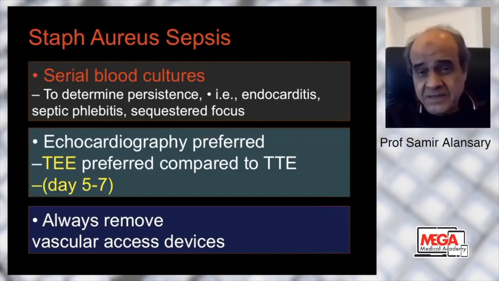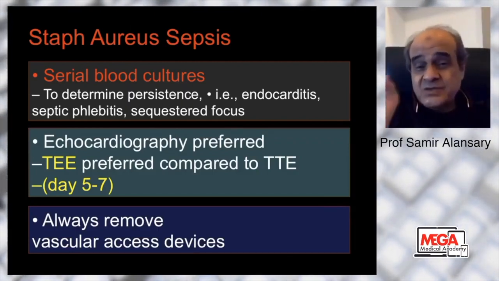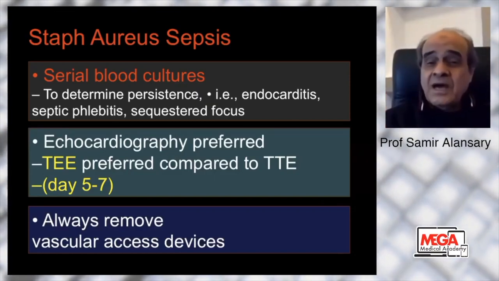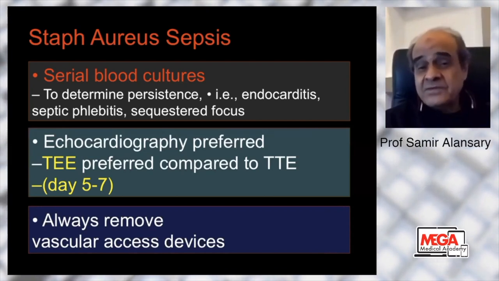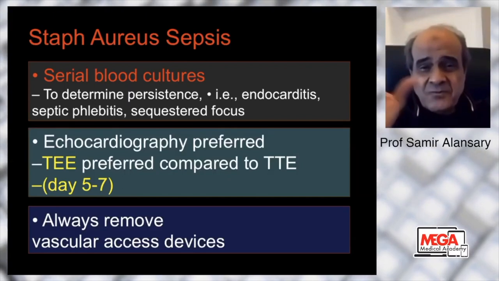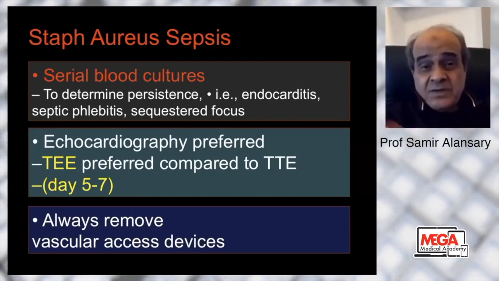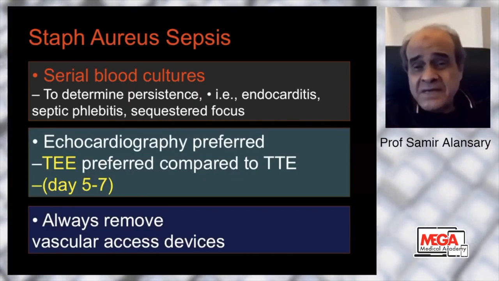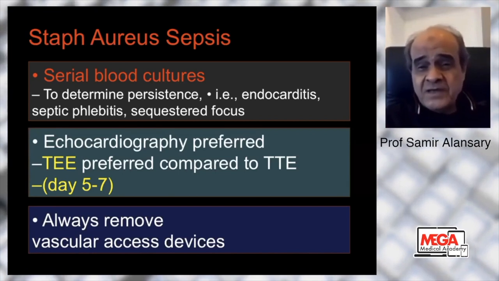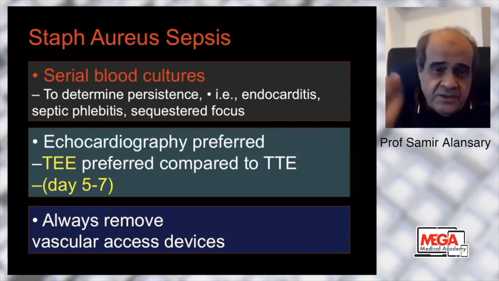You can't detect these small vegetations less than 5 millimeters through transthoracic echo. You have to do transesophageal echo, and you have to do it 5 or 6 days after infection. Before that, vegetations, I think, will not have formed. Also, in septic phlebitis and sequestered foci, or in the presence of an intravascular device, we have to remove any device if you can, in cases of septicemia with staph aureus.